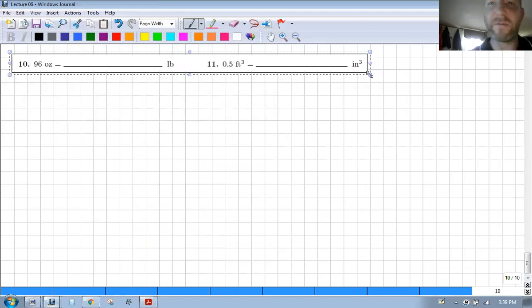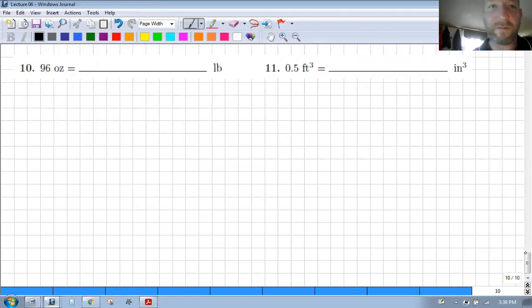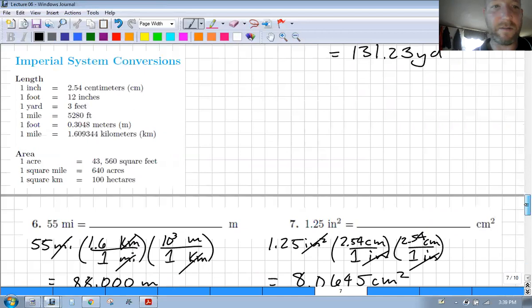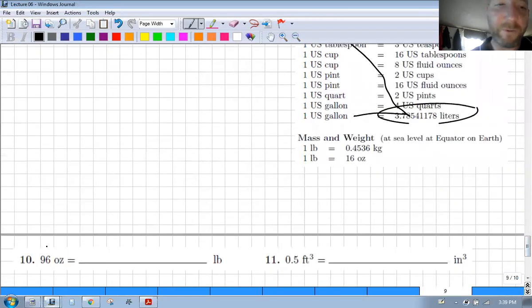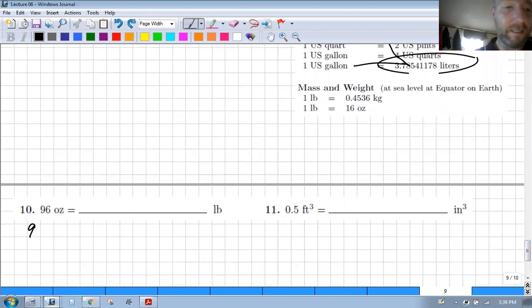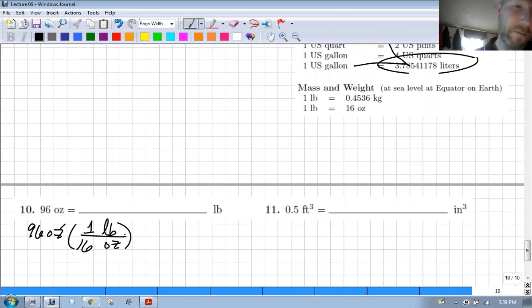Ounces to pounds. Let's see. Use this guy right here. It's not a fluid ounce. It's this kind of ounce. 16 ounces make a pound. So 96 ounces. Get rid of ounces. We want pounds. 16 ounces make a pound. Ounces are gone. We have, let's see, 96 divided by 16, 6 pounds.